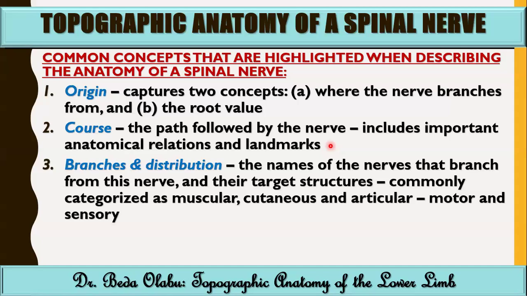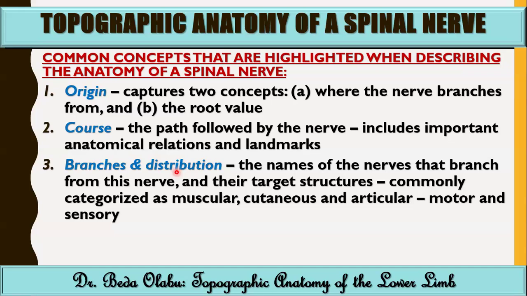Then the other major thing to talk about is the branches and distribution of this particular nerve. Remember, this nerve will be giving branches as it goes further and further away from the spinal cord, and therefore becoming smaller and smaller as it gives off branches. Some branches are named, so we want to know the names of those branches. And those branches which are named also go to some particular target structures. Even if the branches are not named, they're still going somewhere. So the target structures constitute the distribution.